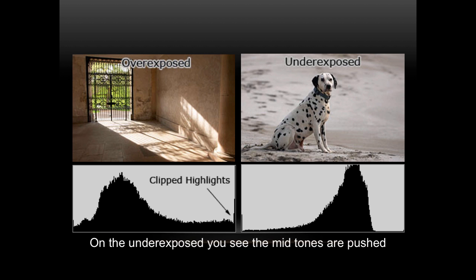And in the underexposed, you see the midtones are pushed more towards the middle, not absolutely in the middle. And you can see that we're missing bright whites. We're missing that whole chunk of highlights, and so it makes our photo look a bit dull.